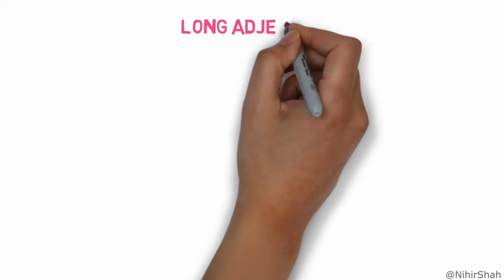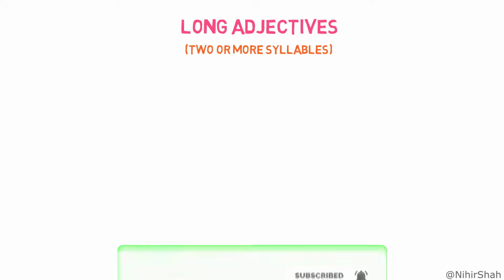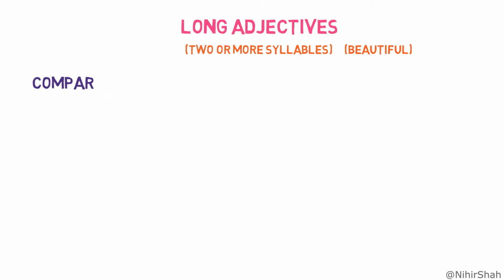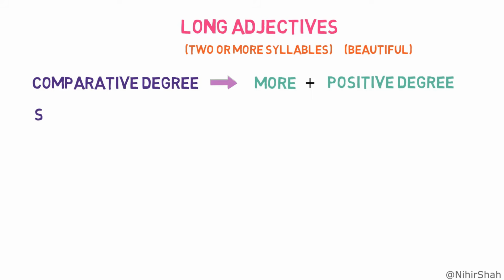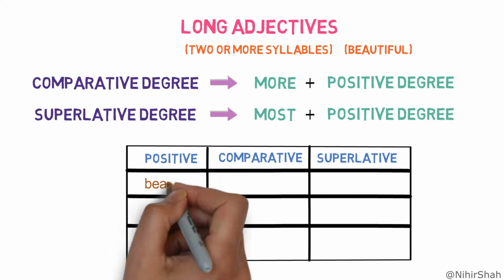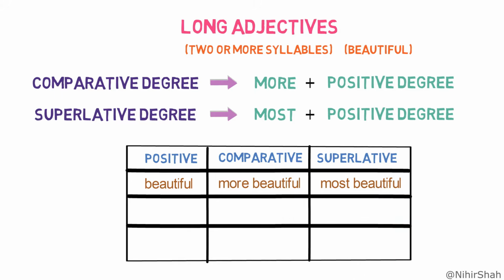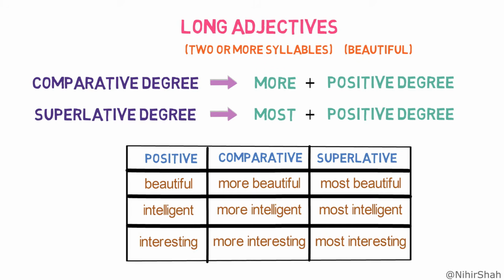Now, let's look into long adjectives. These adjectives usually have 2 or more syllables in them. For example, beautiful. To form the comparative degree, we need to add more before the positive degree. And to form the superlative degree, we need to add most before the positive degree. For example, beautiful, more beautiful, and most beautiful. Similarly, we can apply this rule to adjectives like intelligent, interesting, etc.